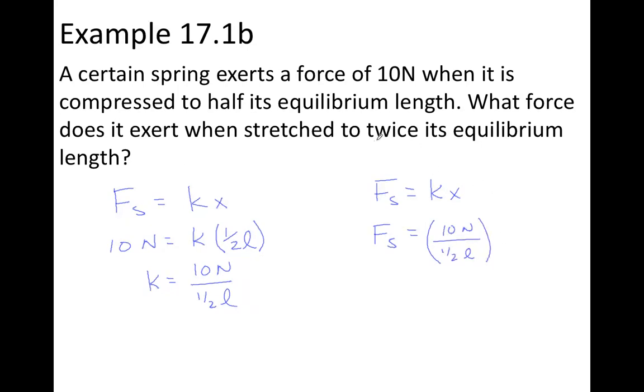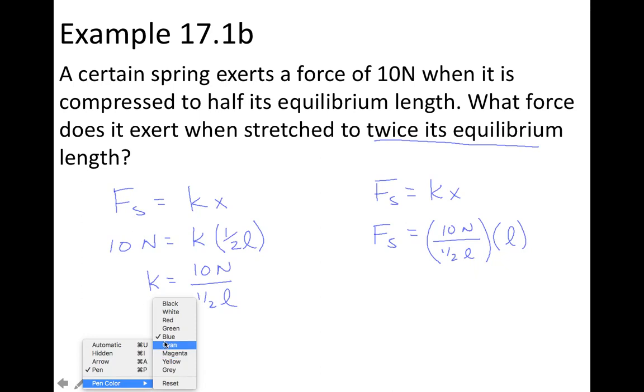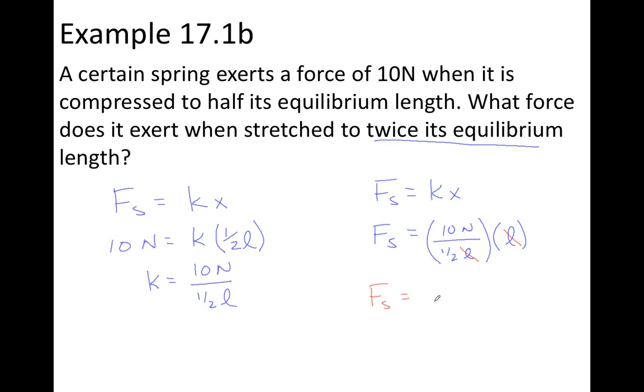Now, if it is stretched to twice its equilibrium length, that means that it's been stretched by a distance equal to its length. So the stretch distance x is really just the original length of the spring. And so now we can cancel out the length of the spring and solve for the value of the spring force. 10 divided by a half is 20 newtons.